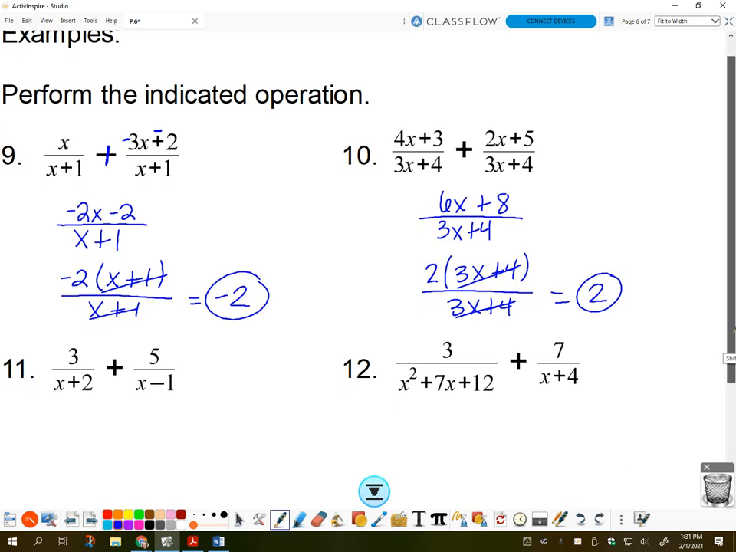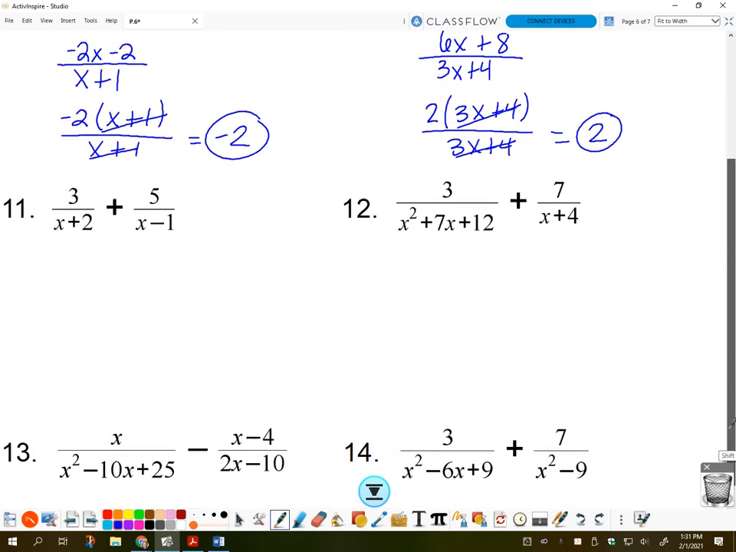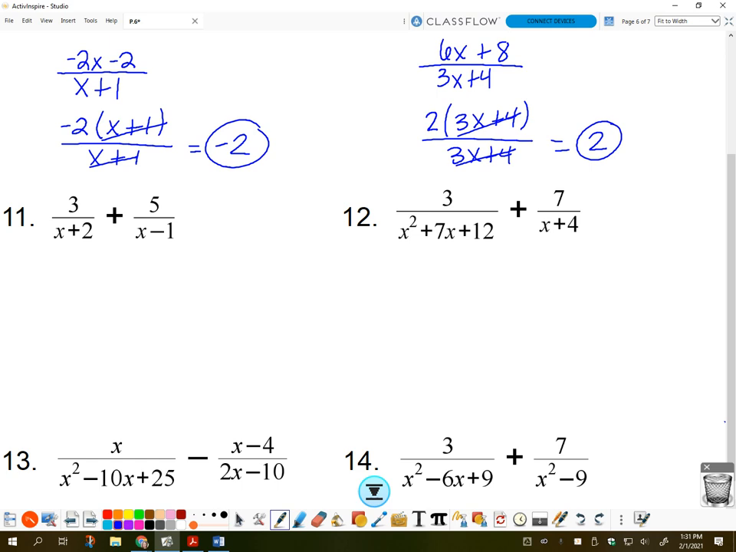All right, so for the next 4 problems, we do not have common denominators. Number 11, you have 2 simple denominators, and they are not the same. So your common denominator is just the 2 of them. Our common denominator is x plus 2, x minus 1. I have to write down 2 fractions on these because I've got to adjust the numerators before I can combine them.